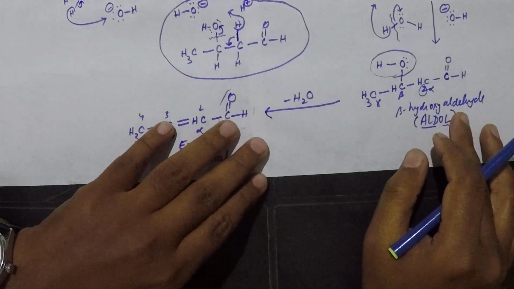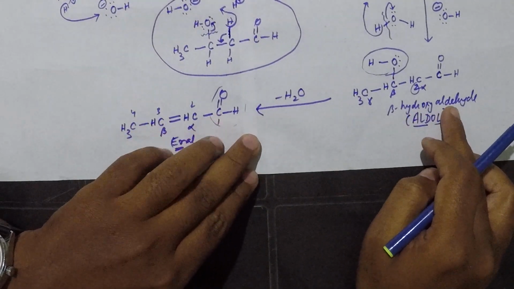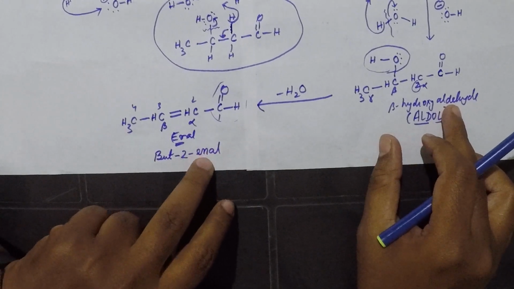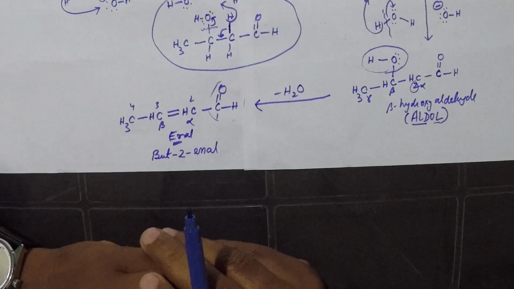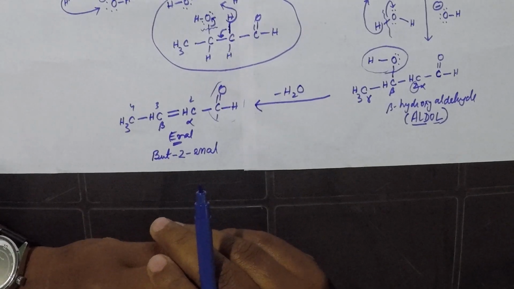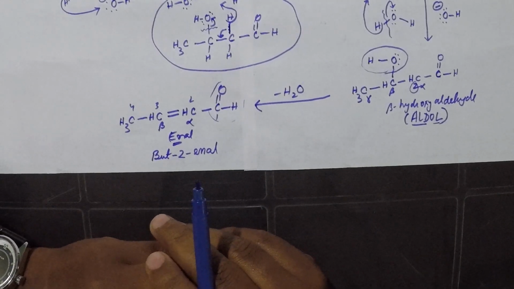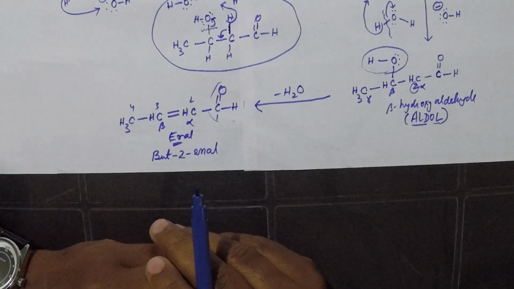So here we have got the compound beta hydroxyaldehyde. After that it will undergo condensation to form the enal. In the next video I will be coming with aldol condensation reactions with the ketones having alpha hydrogens.